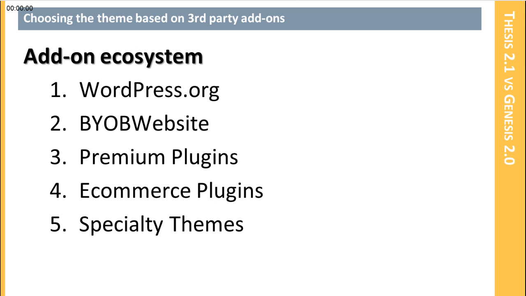For Thesis 2.1 there aren't any, right? Because Thesis 2.1 is not GPL compatible. Nothing that works with Thesis 2.1 can be on the WordPress.org repository, and therefore there are no plugins that work with Thesis 2.1 there. Now, to be fair, Thesis 2.1 doesn't need plugins to do the things that all those other plugins that Genesis has do.